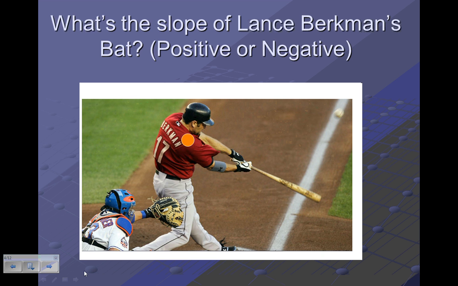Looking right here at Lance Berkman's bat. Well, there's the line right there that the ball went. That slope of that line when he's getting ready to bat, from left to right, this one is going down. That's a negative slope.